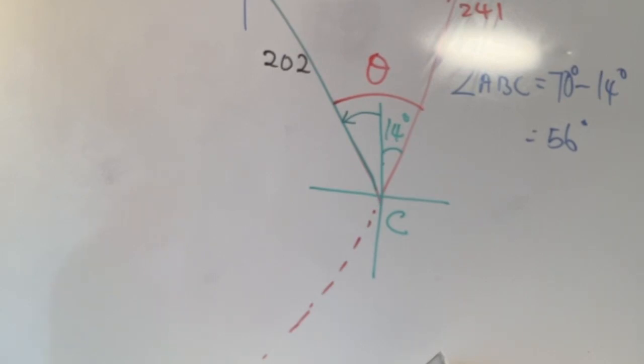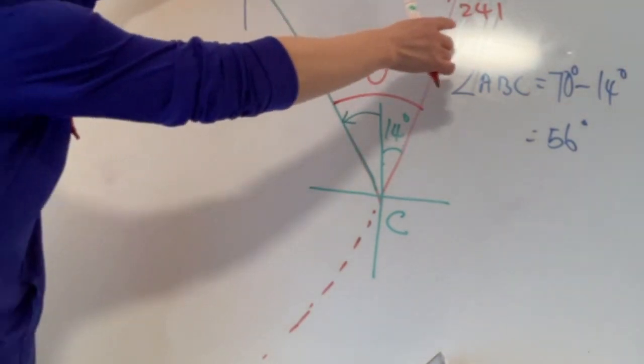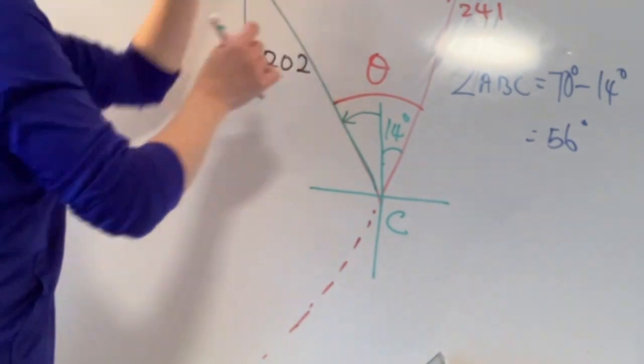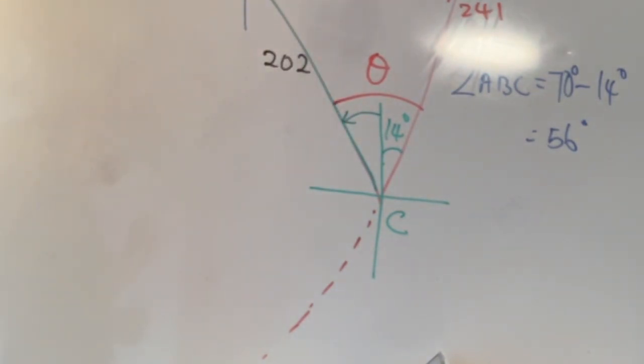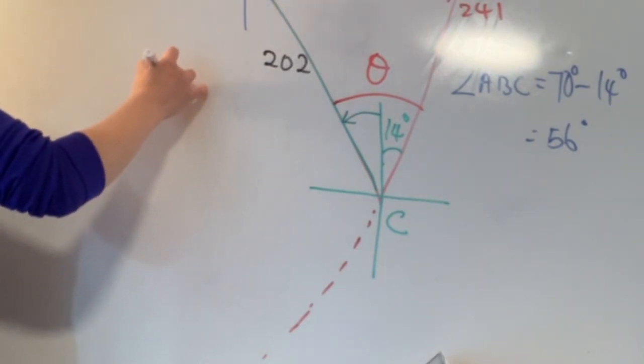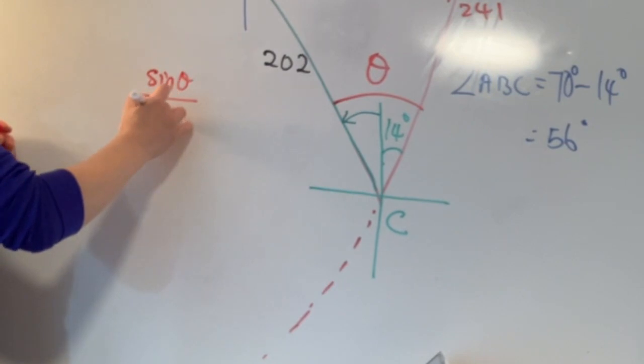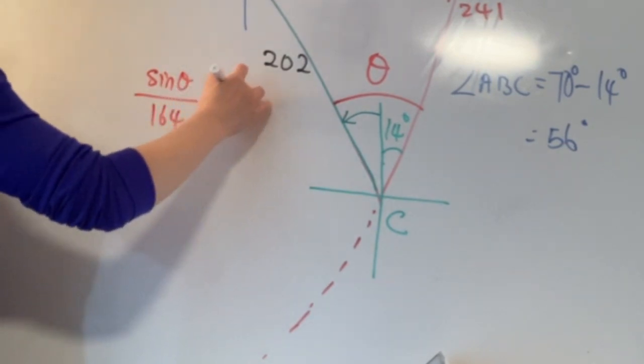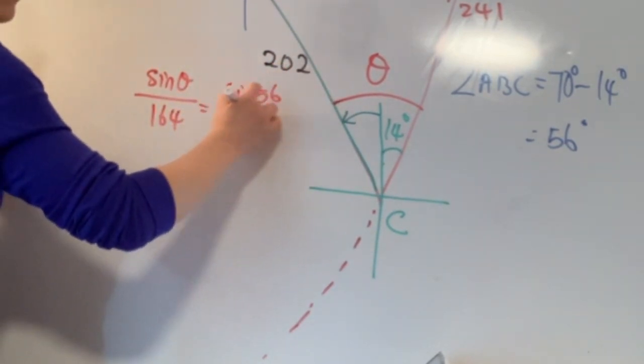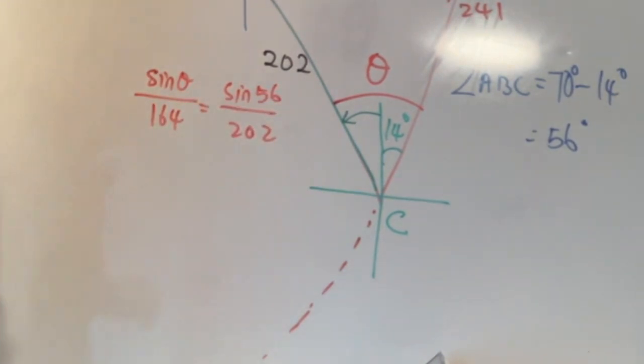So what info do we have? We have 3 sides and we have 2 angles actually. We have those 2. So can you use the sine rule? I think yes, we do. So it's going to be sine theta on 164 equals sine 56 on 202.